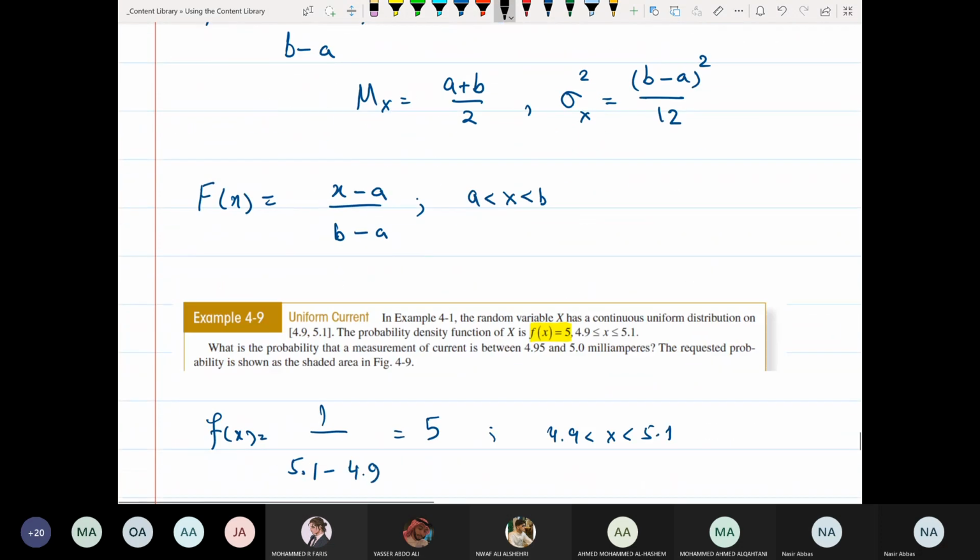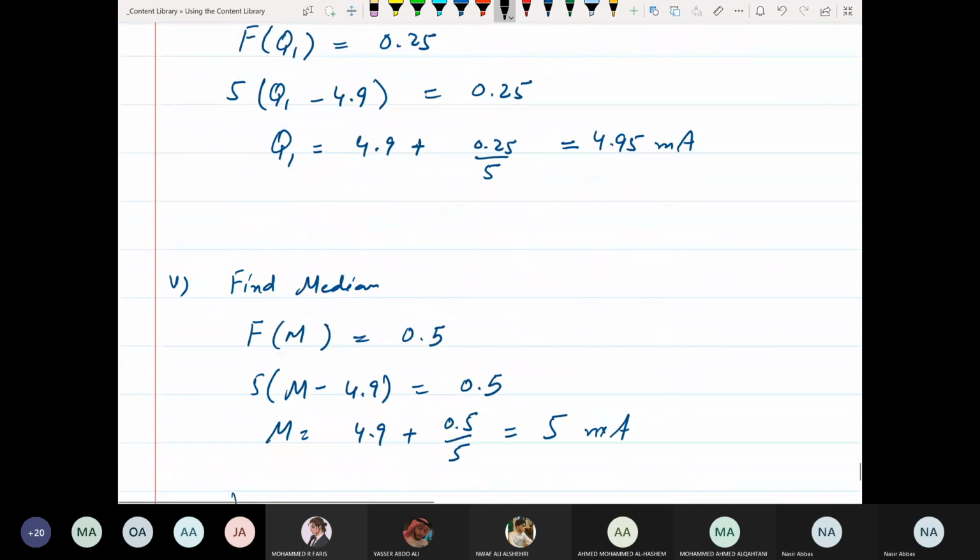Rectangular distribution. Any question from continuous uniform distribution?